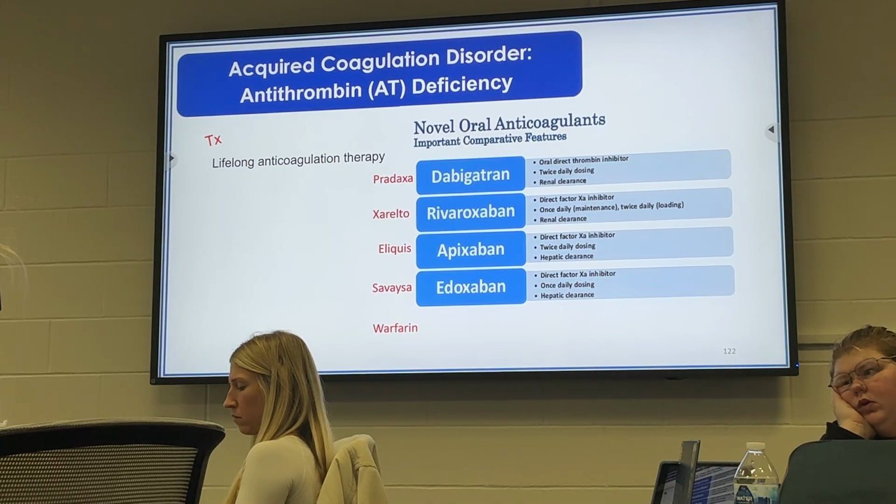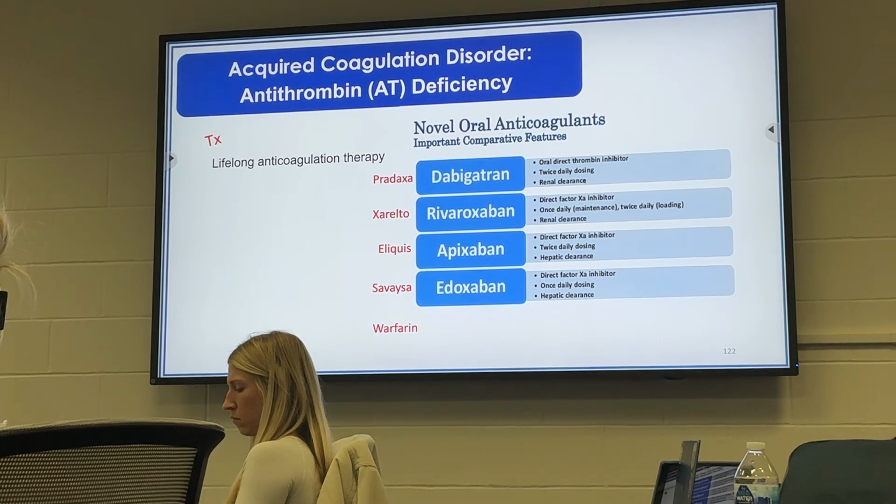My sister that had the PE, she had a major event. She will be on warfarin the rest of her whole entire life. Little event, maybe we'll put you on an anticoagulant for a period of time. Big event, we may have you on that forever.